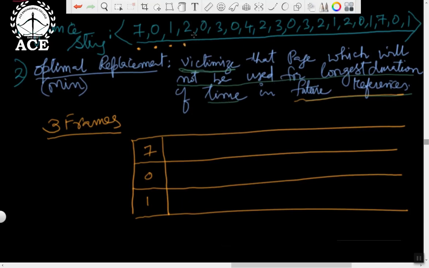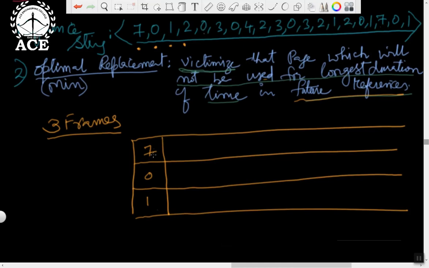See, immediately after 2 we are going to refer 0. So 0 I should not remove. Like that you keep on seeing. We are referring 0, then 1 keeps occurring. Then 7. So 7 is at the end. Are you able to understand? Again I am telling, not used for the longest duration of time in future. So among 7, 0, 1 you have to see who is occurring at the end.